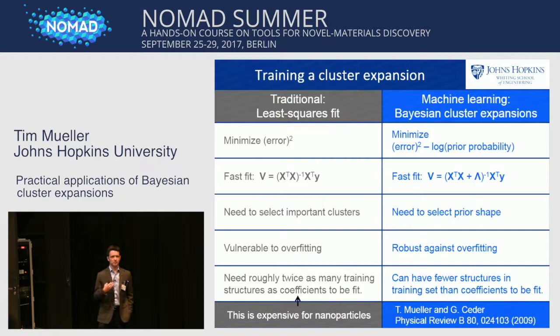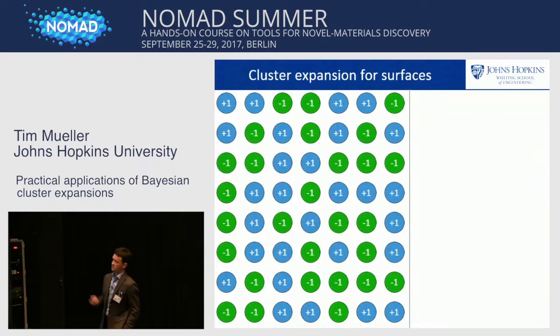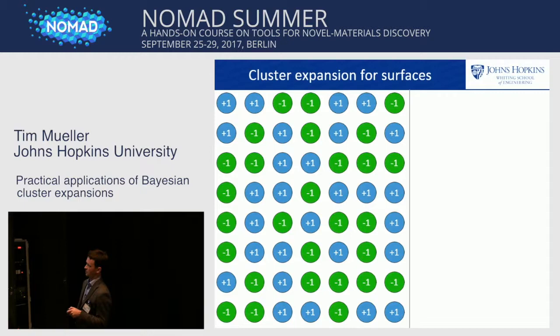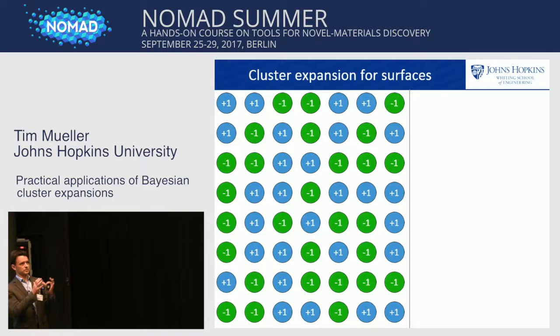And that's going to be cluster expansions for surfaces. So imagine this is my periodic, three-dimensional material. The nice thing about doing a cluster expansion here is that all of these sites are symmetrically equivalent, right? And so I can basically group them all together and group, say, all the point clusters together, and I only have one type of point cluster in this system.